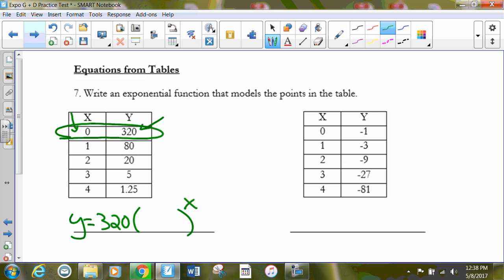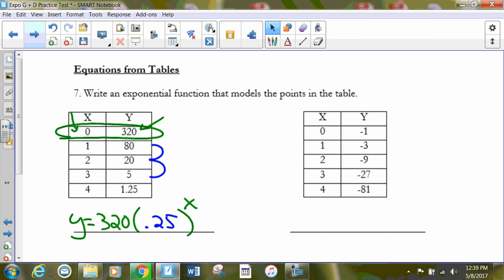How are we going to find our growth or decay factor? Well, first we look at this and we go, oh, it's decaying, all right, 320, 80, 20, 5, okay, it's decaying. So you can pick any one of these. I'm going to pick 5 divided by 20. If I do 5 divided by 20, I'm going to get 1/4, right? If you put that in a calculator, you could write it as 0.25. You could do 20 divided by 80. You're still going to get 1/4 or 0.25. All right, so let's move on to the next one.